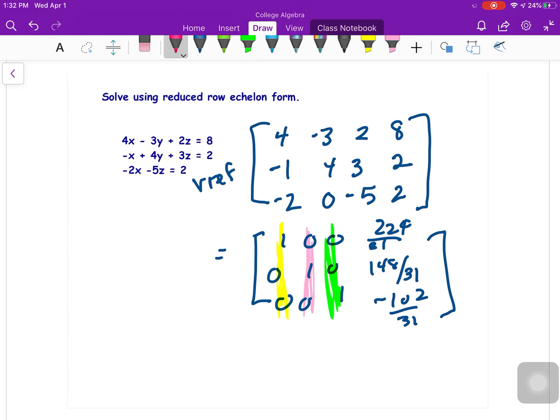So I get X is 224 over 31, Y is 148 over 31, and Z is negative 102 over 31.